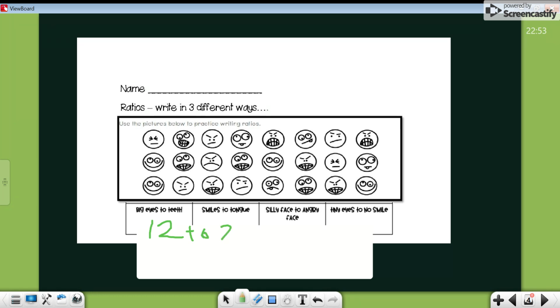Let's see, how many teeth do I have? 1, 2, 3, 4, 5, 6, 7, 8, 9. I believe I counted 9. Let me count that again. 1, 2, 3, 4, 5, 6, 7, 8, 9. 12 to 9. I can also write that ratio 12 colon 9, and I can write that ratio 12 over 9 like a fraction. Okay, I'm going to get you to pause and do the other ratios.